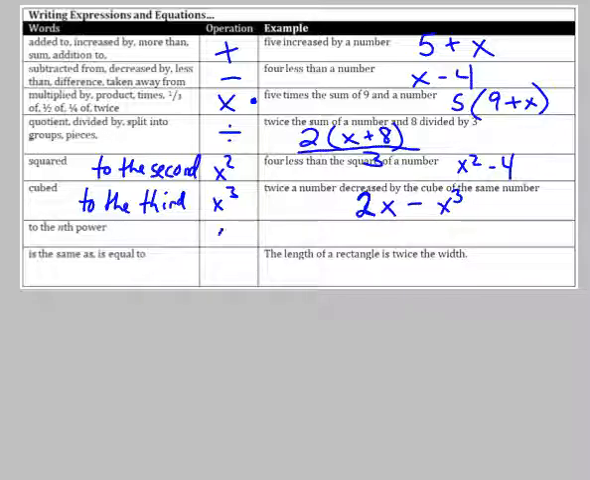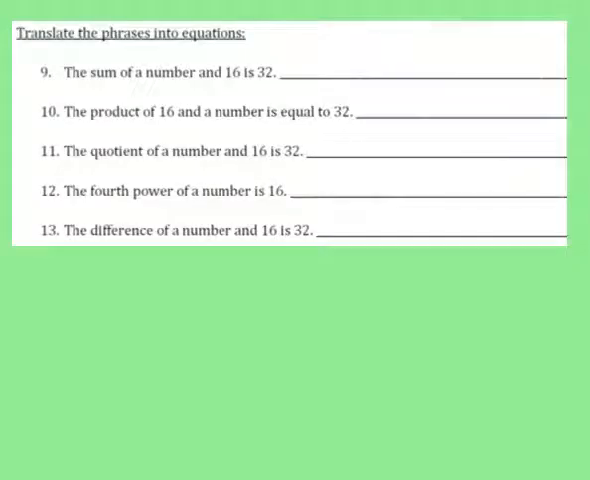So then this is nth power, so we'll just write x to the nth, and then we have an equal sign. Is always equals. So we always put an equals here. So then we have length is twice the width. So that's how that's going to work. So then just a few more, 9 through 14 here. The sum of a number and 16. So x and 16 is equal to 32.